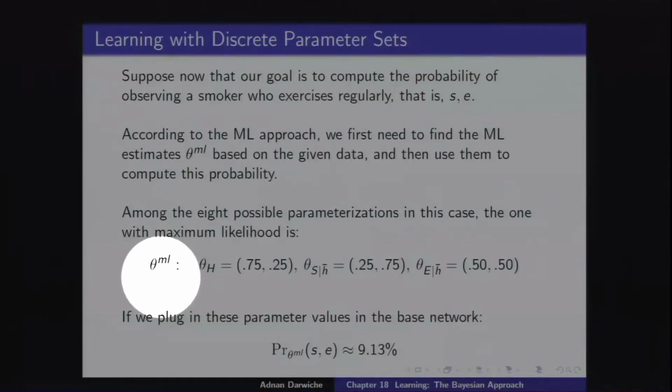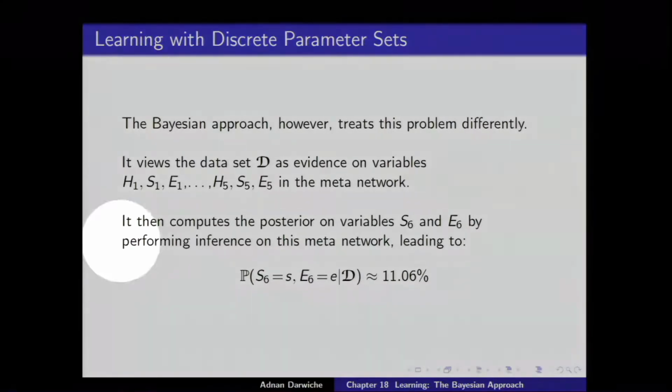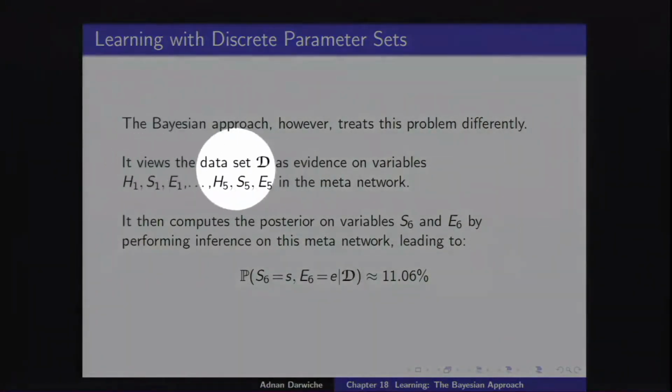I'll give you 3 ways of getting the same computation. This is the one. You will get the same result if you were to take your meta network, which had 5 instances. The data set in this case had 5 examples, right? So we had H1 through H5. You add a 6th one, and then you ask this question. Given the data set, which sets the value of 1 through 5, correct, what is the probability of S6 being S and E6 being E? So this is a question purely on the meta network. I assert evidence on the first 5 slices, and I ask the question on the 6th.